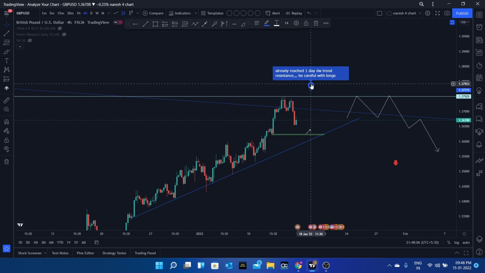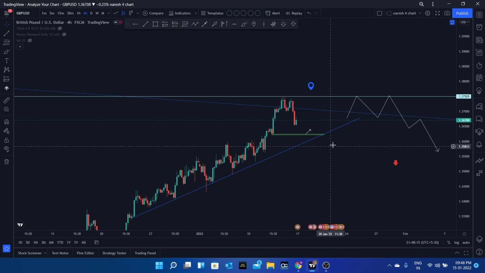I have just made a note here. Try to make a note something like this: already reached 1 day downtrend resistance, be careful with longs. So wait for short opportunities, guys. The price can come again to this area and pump again, and if it forms a lower low, and if there is rejection in this area, and if it breaks again in this area, you can go for short entries. Just wait for the consolidation and some confirmation that the trend has ended, and you can go for short entries, guys.